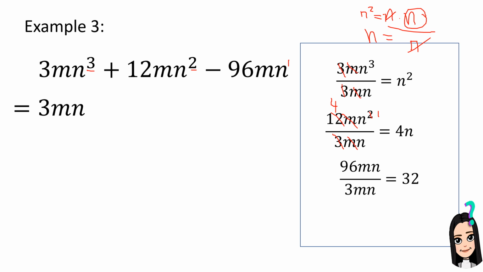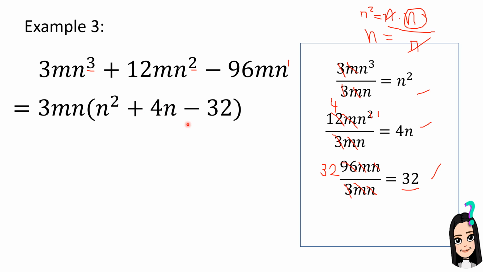Next, for the last, we have 96mn divided by 3mn. So 96 divided by 3, that is 32. mn divided by mn is equal to 1. So 32 times 1 is 32. So then let's copy these three answers. So we have now 3mn times the quantity of n squared plus 4n minus 32 is the factored form of our example. Okay, next.